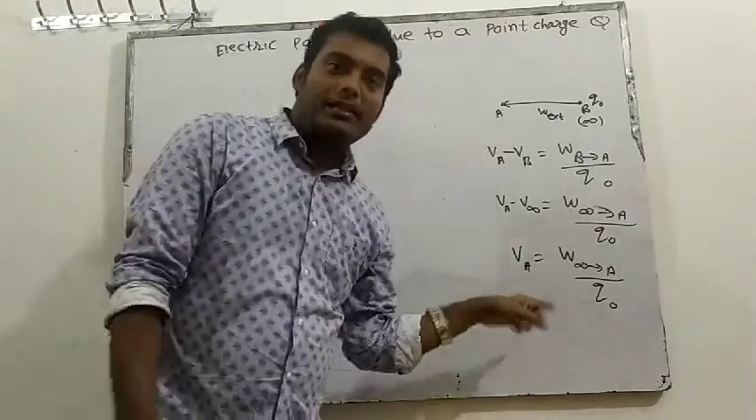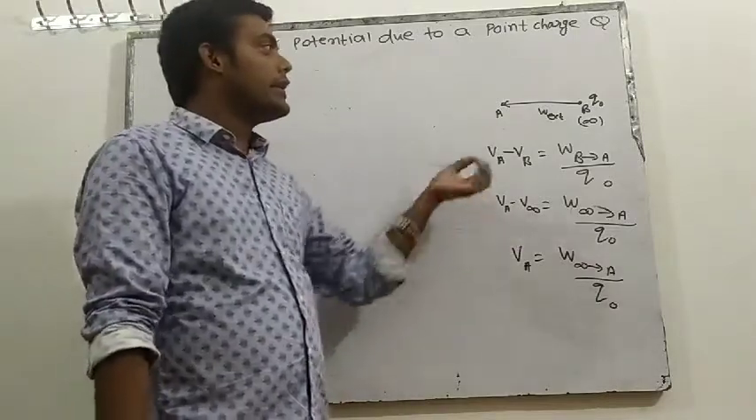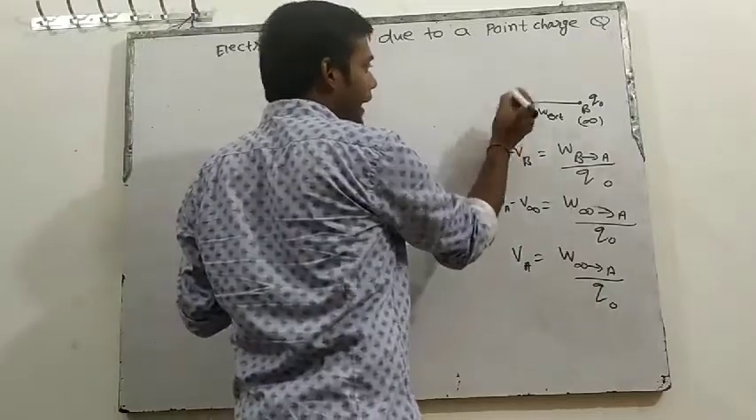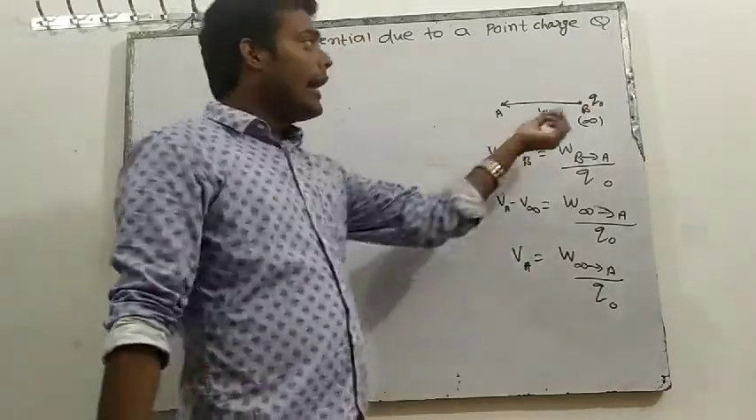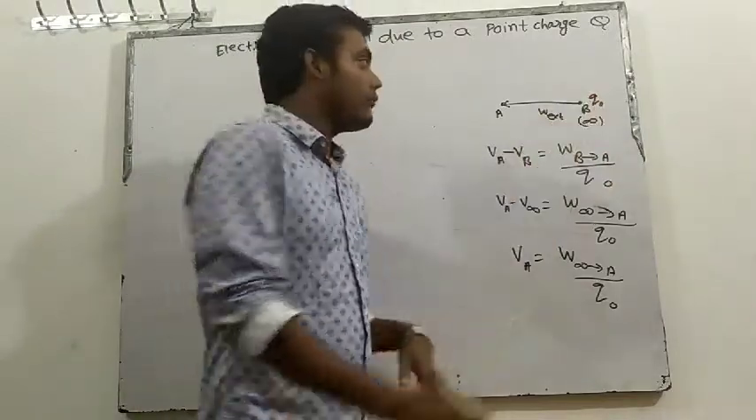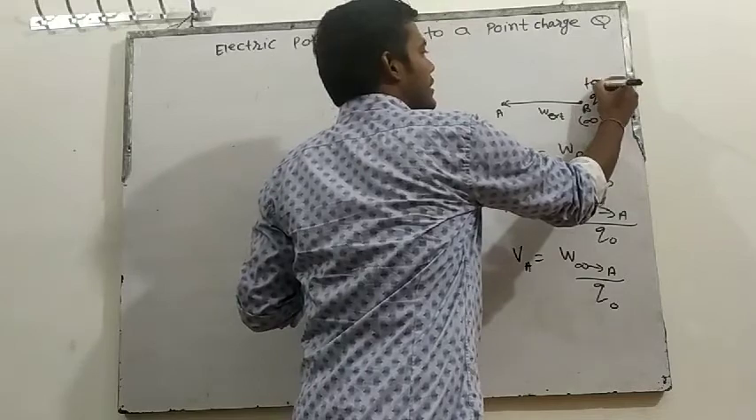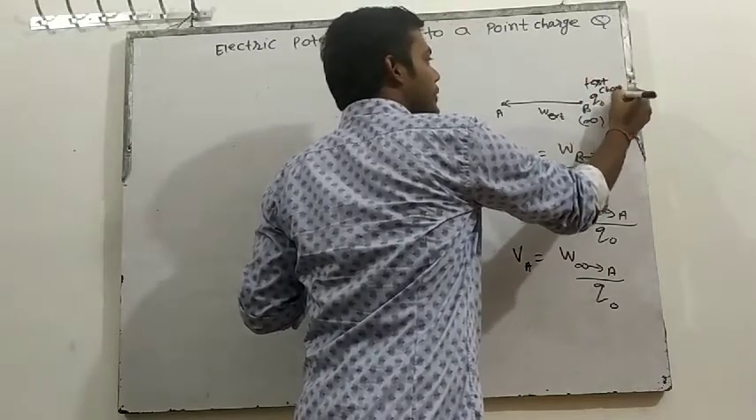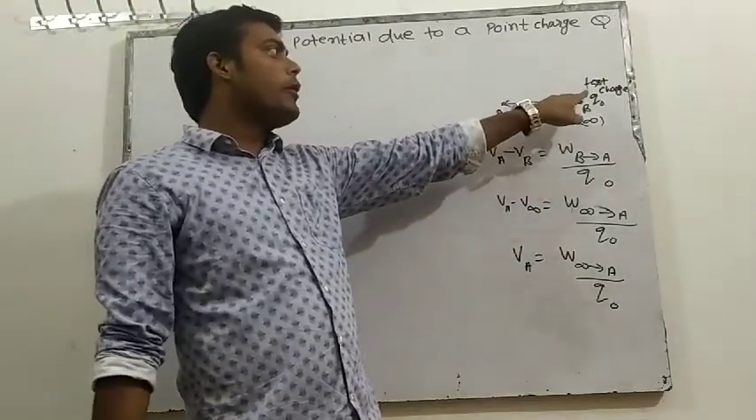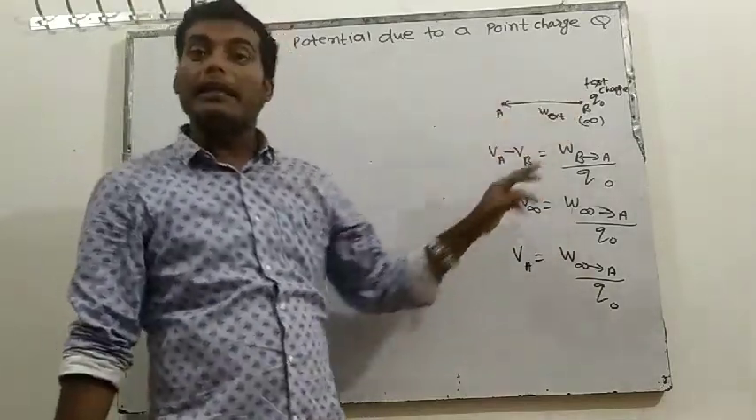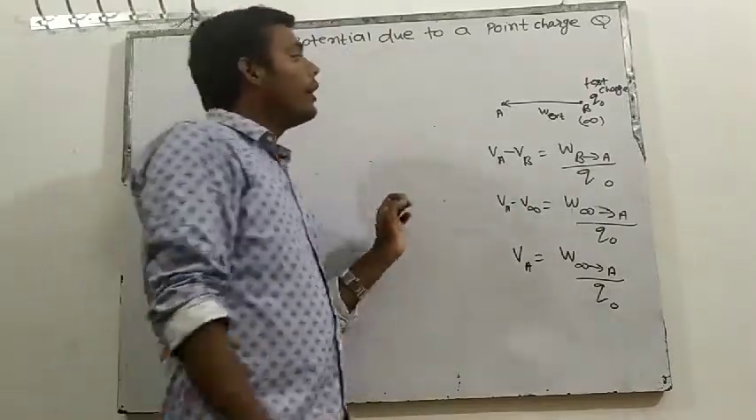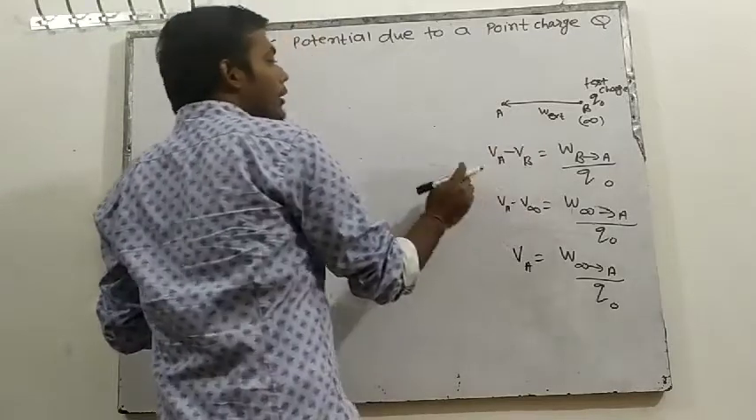Already in my previous lecture of electric potential, I have discussed this thing. See here, let's say there is a point A here, point B here, and at location B, I have placed a test charge Q naught. Now I want to move this test charge from point B to point A. So B is my starting point and A is my final point.